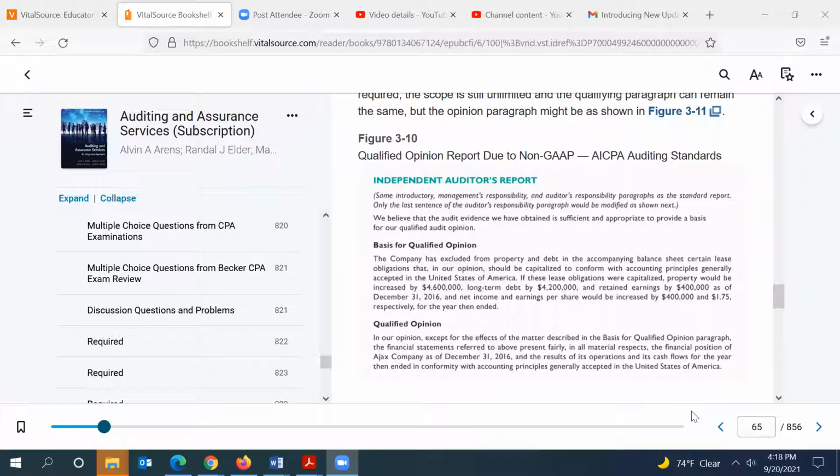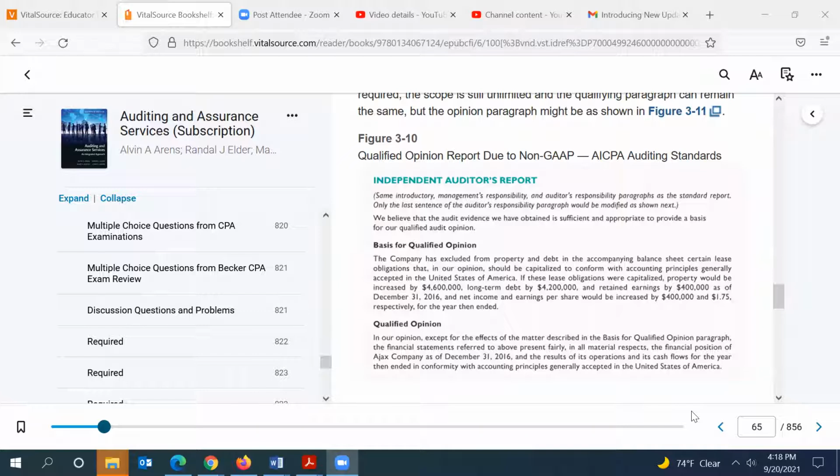So figure 3-10 there on page 65. This qualified opinion, again in the in-between level of materiality. So let's see what it says here in the independent auditor's report. That title is the same as before. So same introductory, management's responsibility and auditor's responsibility paragraphs as in the standard report, the unqualified one. Only the last sentence of the auditor's responsibility paragraph would be modified as shown next. So we believe the audit evidence we have obtained is sufficient and appropriate to provide a basis for our qualified audit opinion. If this were a nice clean opinion, we wouldn't even say unqualified, of course.